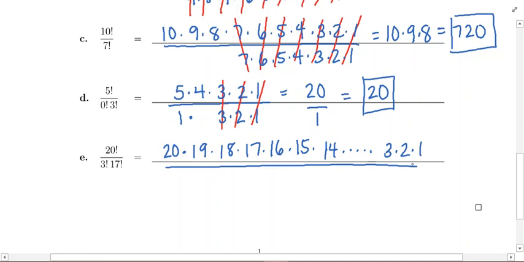You can have really large numbers involved in this. You can even have 99 factorial. So you don't have to write it all out. Just put a dot, dot, dot. All right, so that's the numerator, 20 factorial.